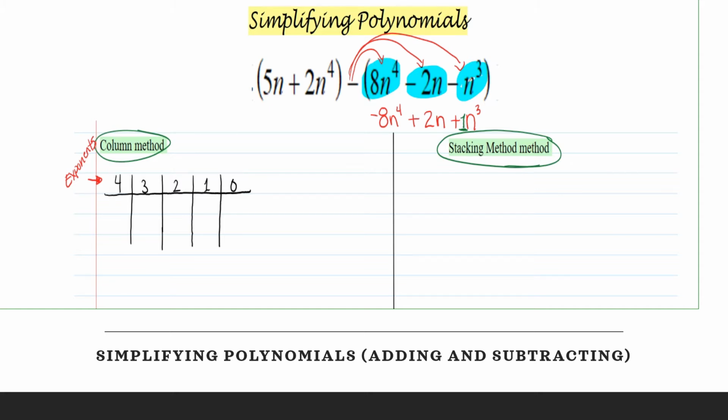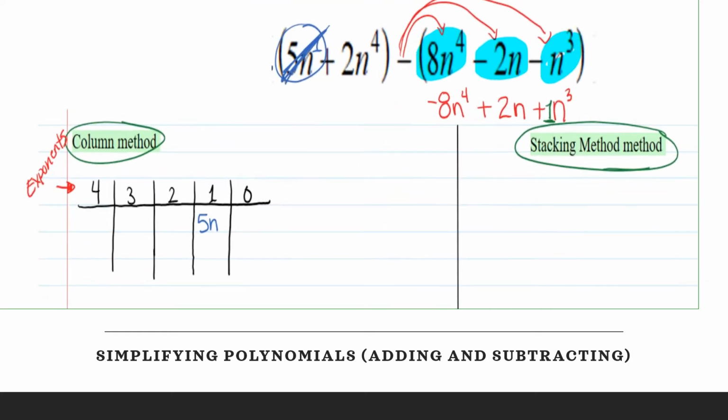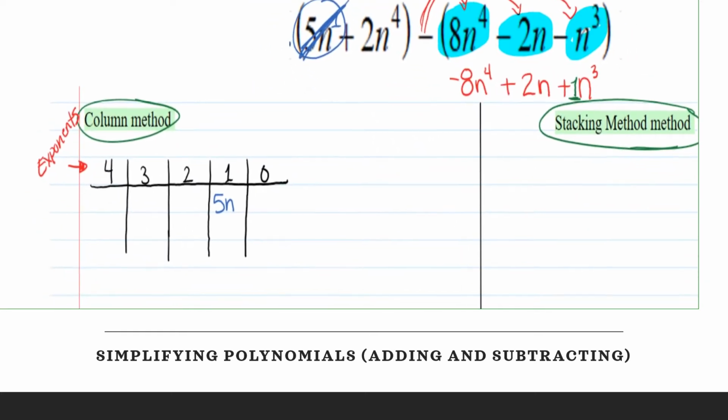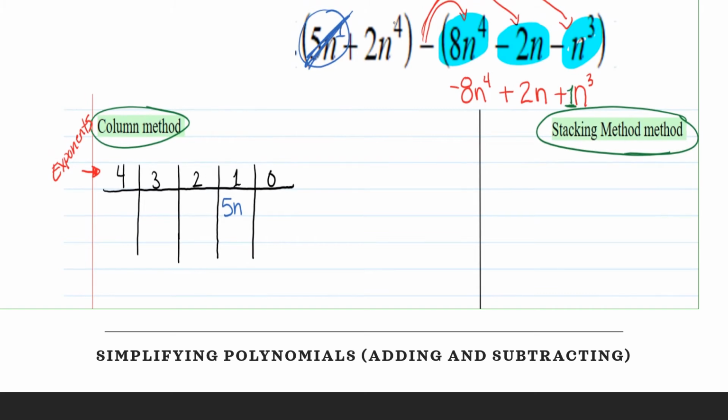What we want to do is place each of the terms in the column it belongs to based on the exponent that it has. I'm circling here the first term, 5n. That one didn't have an exponent, but we know that n has an implied exponent of 1. So 5n goes under the column labeled 1. The next term, 4n to the 4th, has an exponent of 4, so it goes under column 4. And we're going to continue to do that with the rest of the terms.